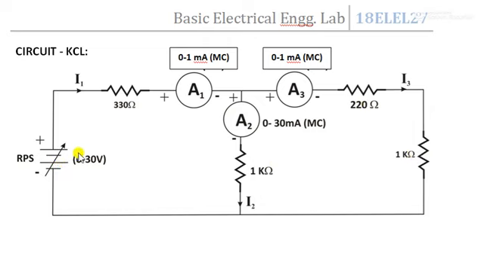So here first the RPS is connected in series with 330 ohm resistance, and then the A1 ammeter of 0 to 1 milliamperes is connected in series with this, and next A2 of 0 to 30 milliamperes is connected in series with 1 kilo ohm, and A3 of 0 to 1 milliamperes is connected in series with 220 ohm and 1 kilo ohm, and next all branches are connected in parallel. So this is how you can use the apparatus for connecting the KCL circuit, right?